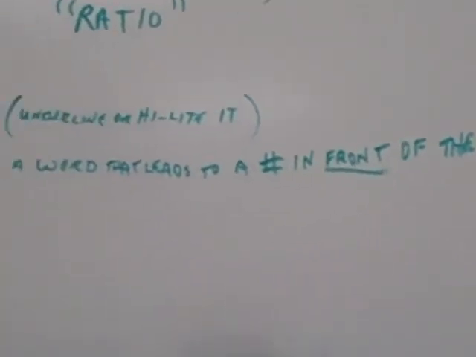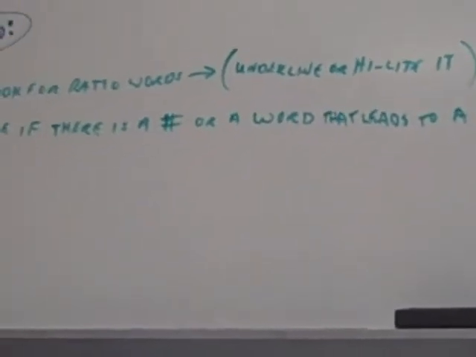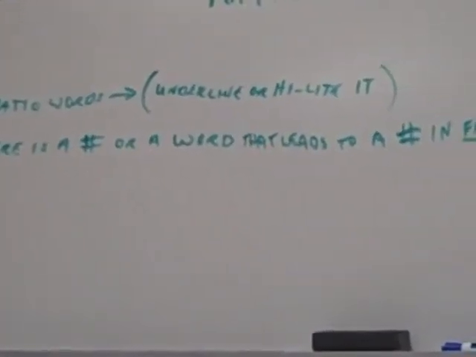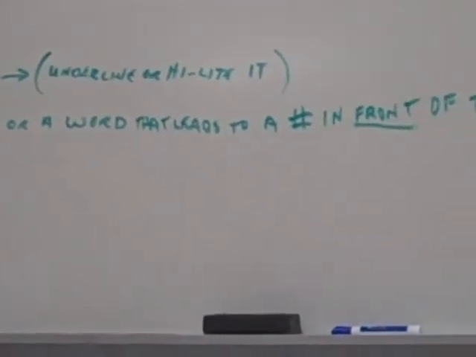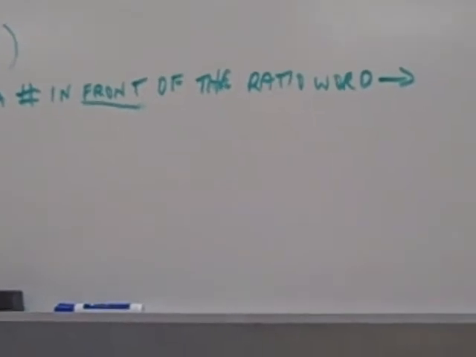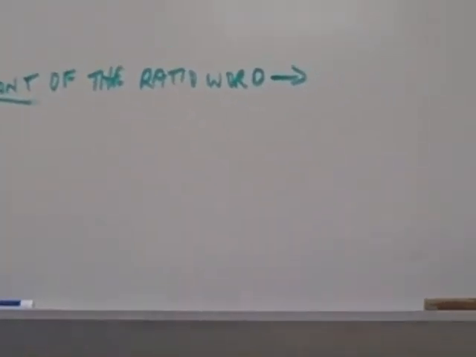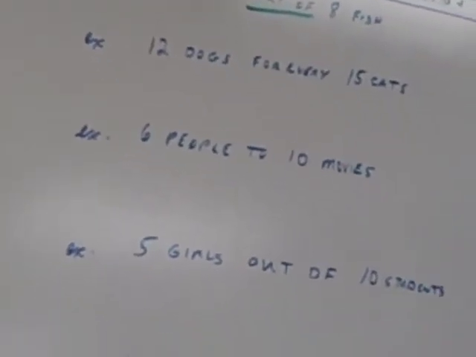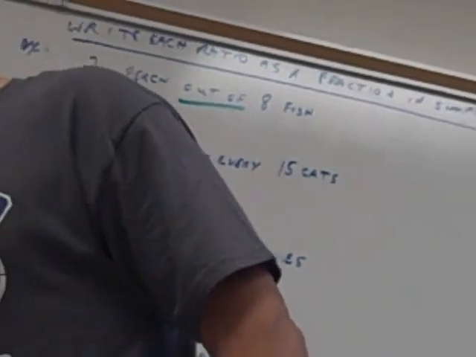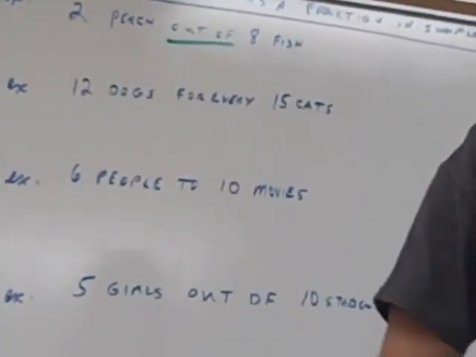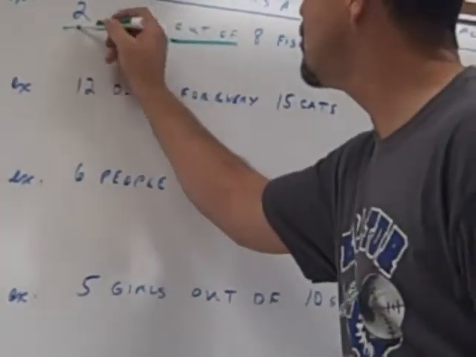Now again, we're doing a lot of writing, and when we get over here and start doing this on our own, you're going to say, man, that is so fast and so easy. But right now it's taking time because we've got a lot of writing to do. So, let's underline the ratio word. Y'all agree it's out of? Yeah. Alright. See if there's a number or a word that leads to a number in front of the ratio word. So in front of out of, do you see a number? Yes. What? 2.